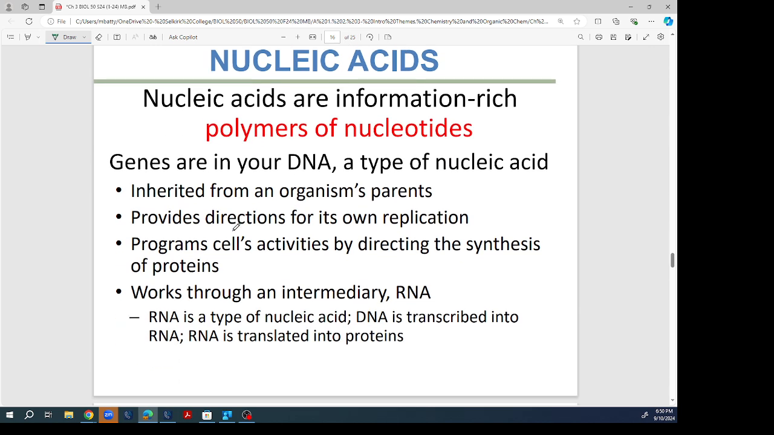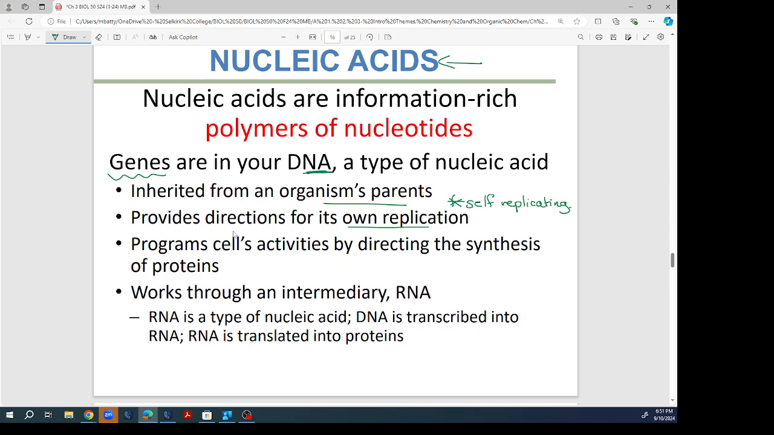Our third macromolecule would be nucleic acids. Nucleic acids, the classic DNA, NA standing for nucleic acid. DNA are your genes. They're inherited from your parents, and this is the cool thing, they provide directions for their own replication. They're self-replicating, which is really awesome. This is a unique feature of nucleic acids. Polymers of carbohydrates don't self-replicate. Polymers of proteins don't self-replicate.